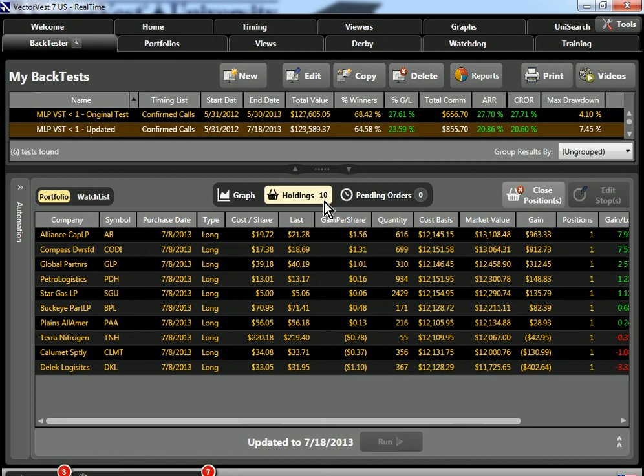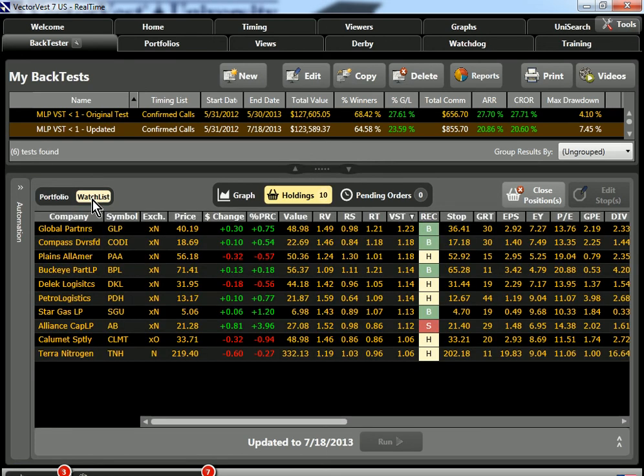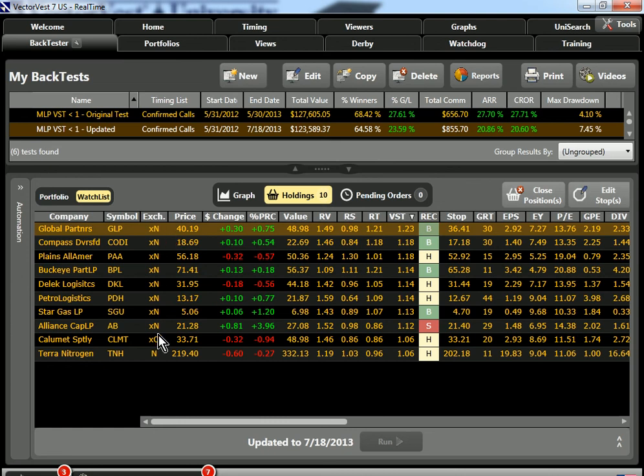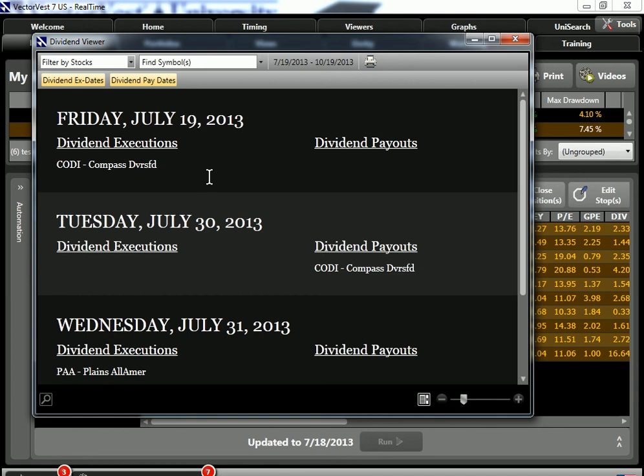And looking back at the 10 holdings that are currently in the portfolio, if we change to a watch list view and highlight all of them, we can look at the upcoming dividend dates. And you can see that as of today, Friday the 19th, CODI is going ex-dividend. We currently own that in the portfolio, so we're due to get paid from that one. The next one is due on July 31st. Symbol PAA is going to go ex-date.